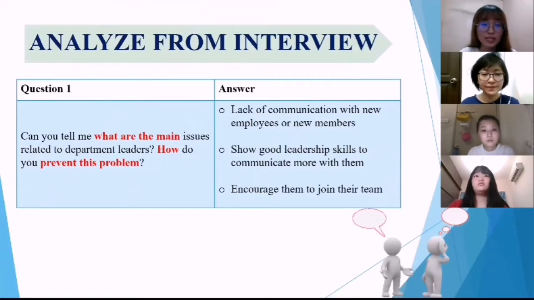The first question asked to the leader was, what are the main issues related to the department and how does she prevent the problem well? The leader answered that the main issue they are facing is lack of communication with the new employees and new members, because they are maybe afraid or unfamiliar with the new workplace. So as a senior geotechnical engineer, she will always show good leadership skills to communicate more with them. She said that she will gain a lot of information and ideas that help her to make a better solution. She also encourages the new members to join their team and asks for their opinion and suggestions before she makes any decision.